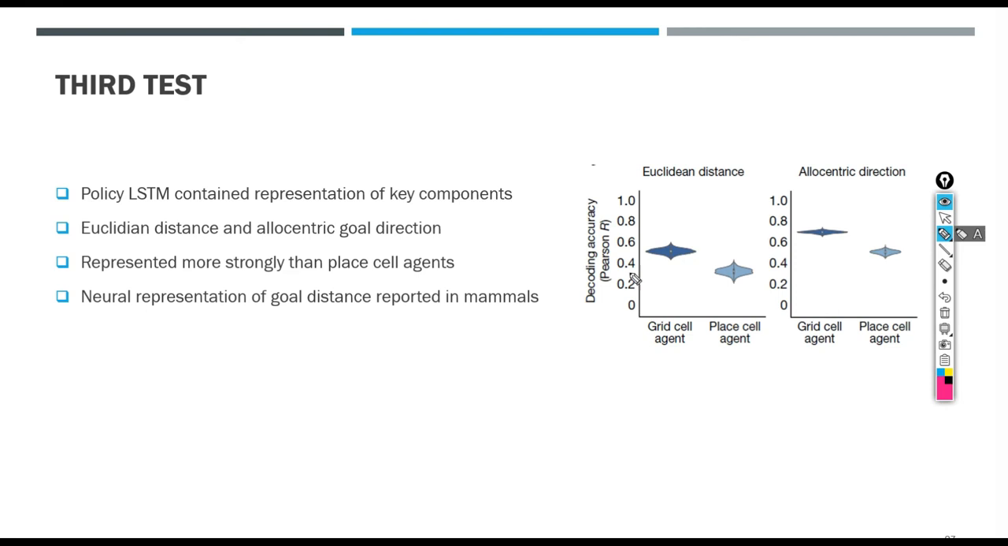So both Euclidean distance and allocentric goal direction were represented more strongly than in the place cell agents. If you look at the figure below, we can see the difference between the grid cell agent and the place cell agent. Here it demonstrated a difference of r equal to 0.17 for the Euclidean distance. And also for the allocentric goal direction, if we look closely at the figure, we can see there is a difference between the grid cell agent and the place cell agent in the decoding accuracy, which is determined by the Pearson r value. Here it demonstrated a difference of r equal to 0.22 for allocentric goal direction. So recently, a neural representation of goal distance has been reported in the mammalian hippocampus.